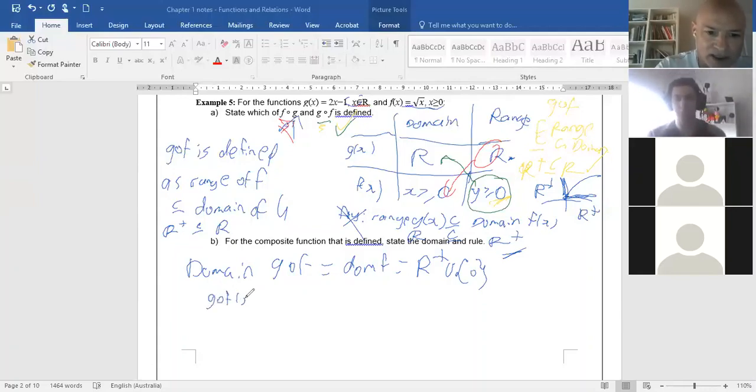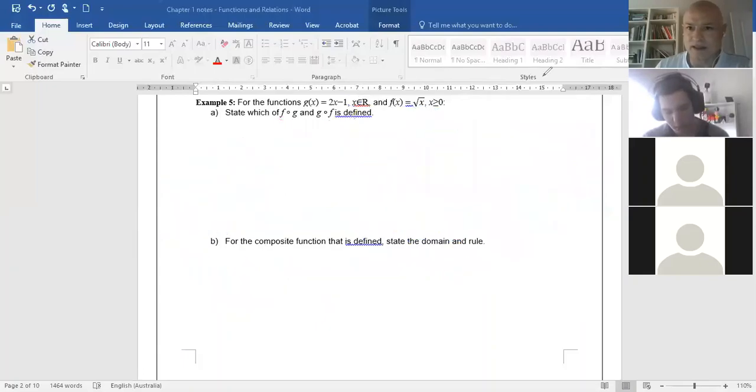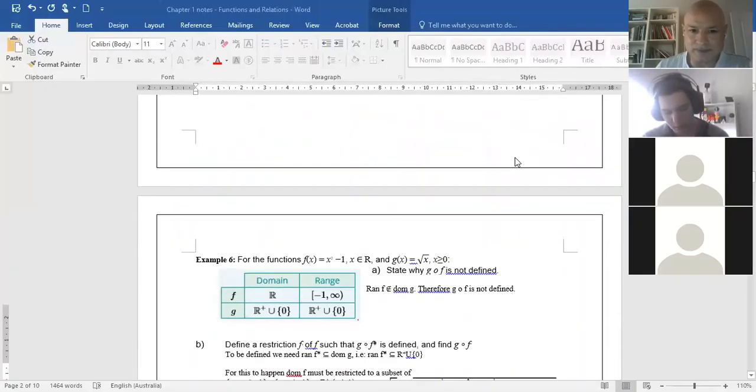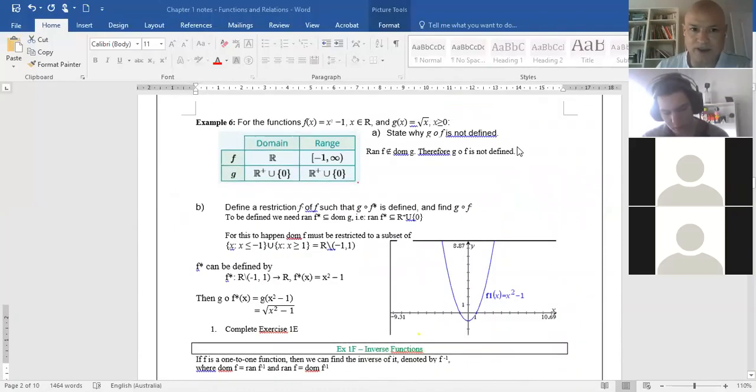GoF of x. Okay, substitute my F into my G, so I get 2 square root of x minus 1. Any questions on that one? Okay, I'm going to clear this and move on. Okay, example 6.